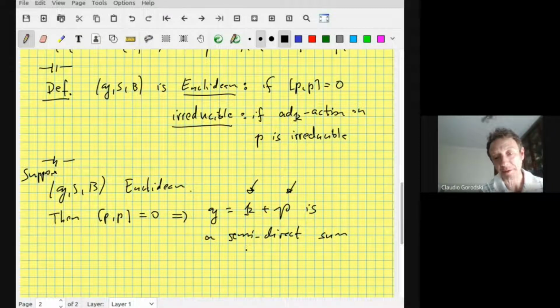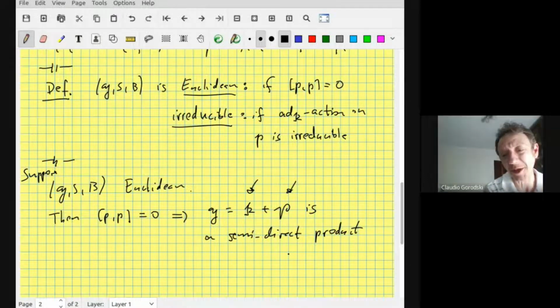So this Lie algebra is a semi-direct product of K with P, right? We can view P as an abelian Lie algebra, and there's an action of K on P. Semi-direct product, we say, right? Yeah, semi-direct product. And well, the Lie algebra level is semi-direct sum. Maybe it doesn't matter.